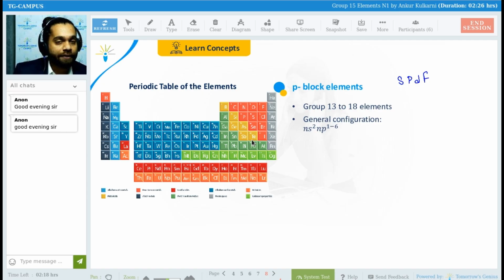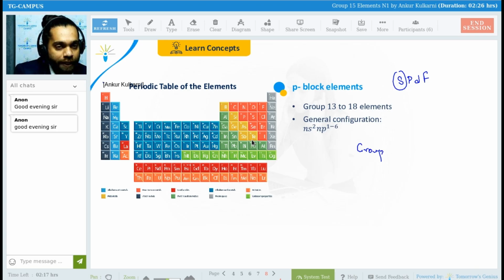Can everyone identify, in the chat box, where is the S block? What does the S block consist of? Before that, let me tell you what are groups and periods. I'll start from the very basics.